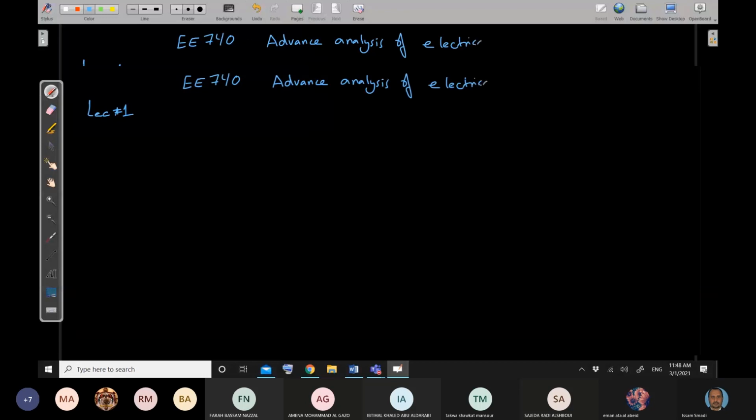Let's start with the first lecture of the EE 740, which is the advanced analysis of electrical machines. And simply we'll start with something we call the basic principles of electrical machine analysis.